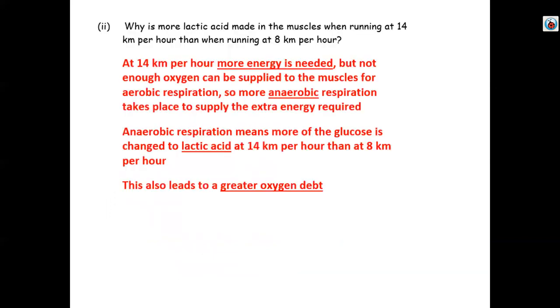7b. Notice how I've worked out the answer to 7b part 1. You first of all use the graph to find the concentration of lactic acid at 14 kilometers per hour. You then find the concentration of lactic acid at 8 kilometers per hour, and you subtract the one from the other to get your answer. So please pause and check. And finally, part 2 of 7b, please pause and check.